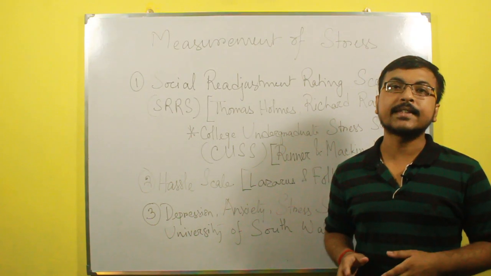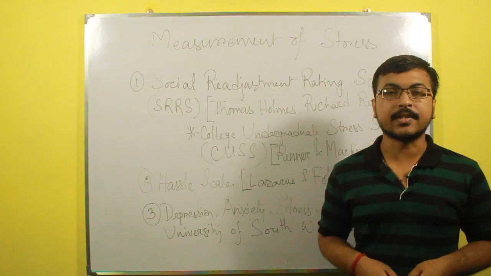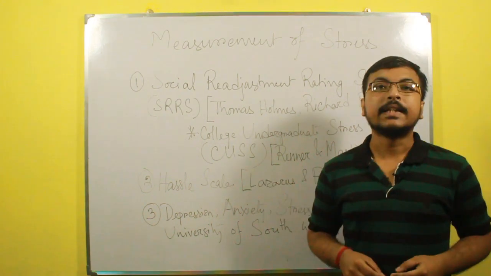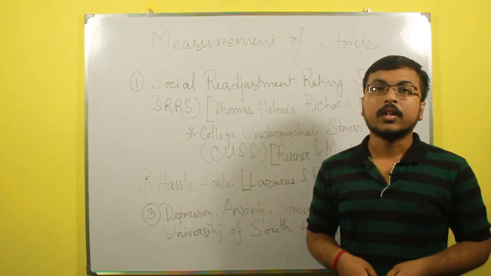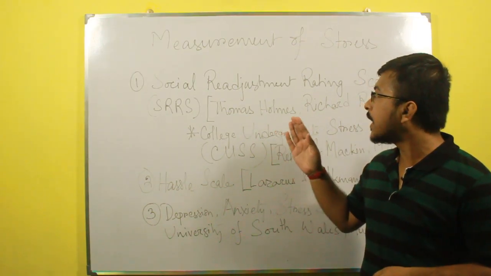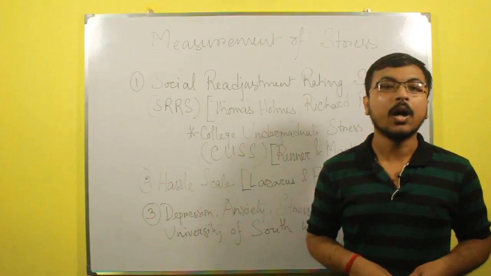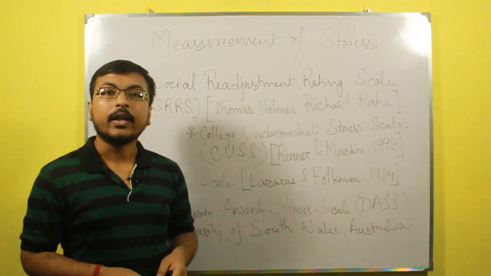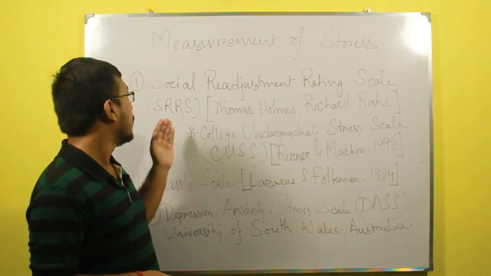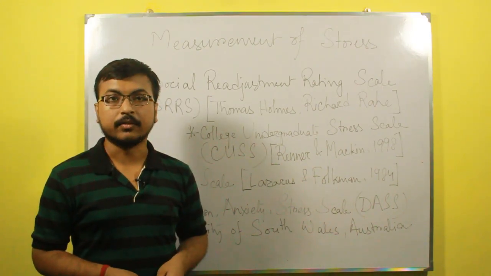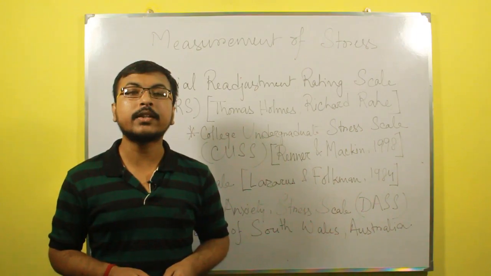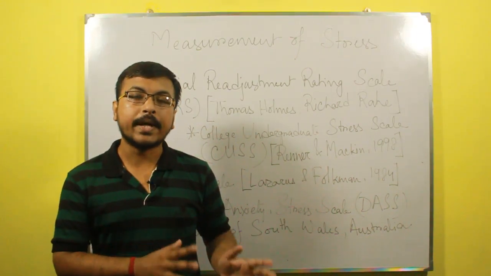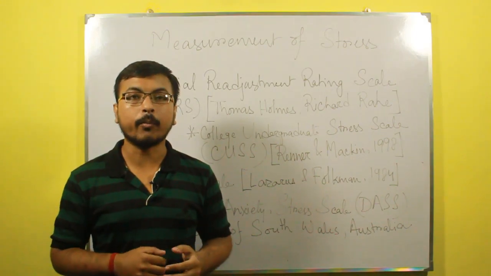Now we will discuss measurement of stress. We can measure stress by using these three scales. The first one is the Social Readjustment Rating Scale by Thomas Holmes and Richard Rahe. In short, it is called SRRS. In this scale, 43 stressful life events are presented in an item format.